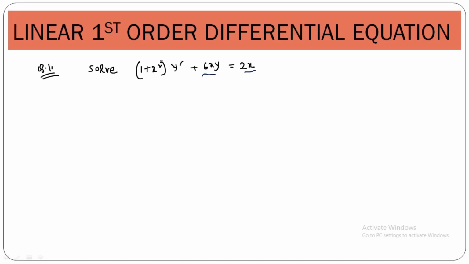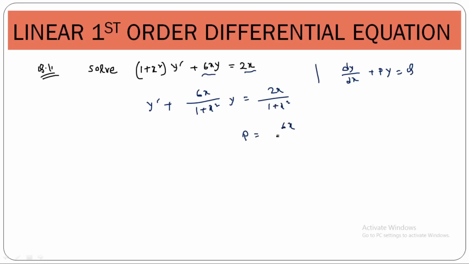Let me first rewrite this equation in the form of dy by dx plus py is equal to q. So you have to first divide this expression by 1 plus x square. So you will get y dash plus 6x upon 1 plus x square into y is equal to 2x upon 1 plus x square. Now you can see that your p is nothing but 6x divided by 1 plus x square, and q is 2x upon 1 plus x square.